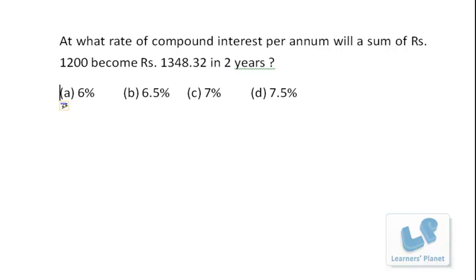Now similarly, let's try this sum. Further, we won't use paper and pen to solve. Just try to get an approximate idea of simple interest, then you can make a comparison among the options. At what rate of compound interest per annum will a sum of rupees 1200 become rupees 1348.32 in 2 years? Now that means around 148 rupees is the interest portion. That means it is compound here.